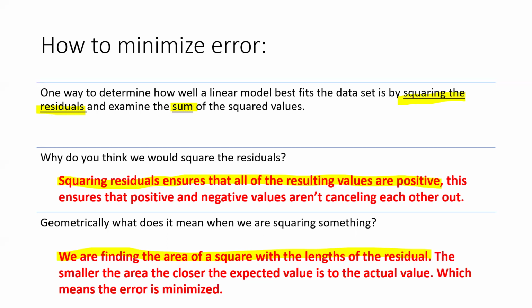Okay. So as you're writing, you can paraphrase that last part. But the key things here are we're squaring and we want the smaller area, the closer the expected is to the actual value. And that's what you want. You want to be as close to the line as possible.